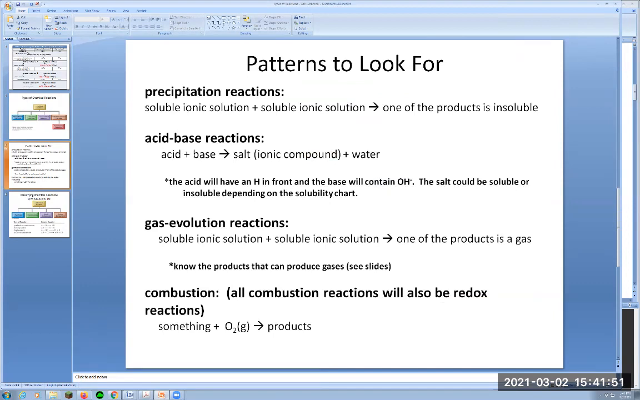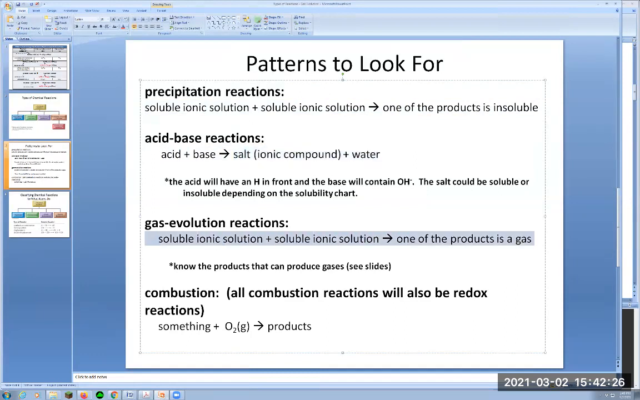For precipitation reactions, you want two soluble ionic compounds making one insoluble compound, right? So one of the products should be insoluble, starting from two soluble solutions. Acid-base reactions are recognizable because you have an acid plus a base reacting to make a salt, which is an ionic compound, soluble or not, it can be both, and then water. Gas evolution reactions are when you are mixing two soluble compounds, and then one of the products is a gas.